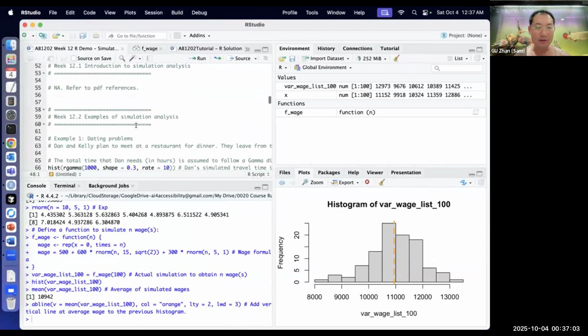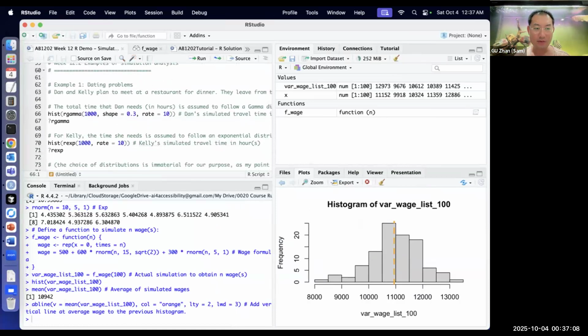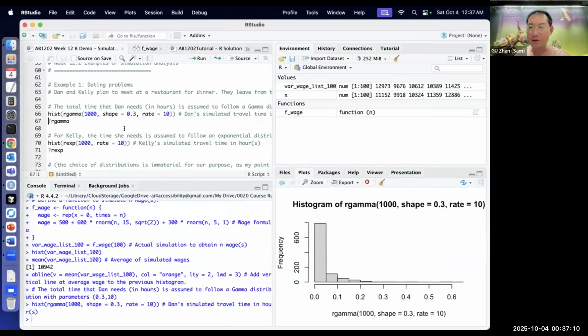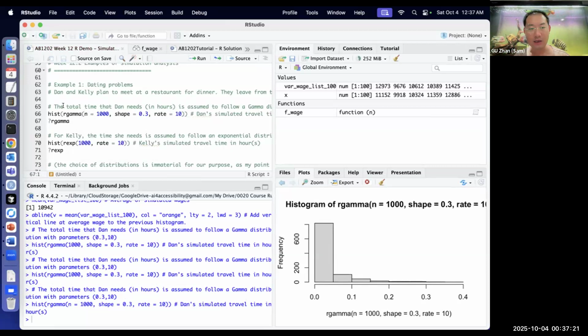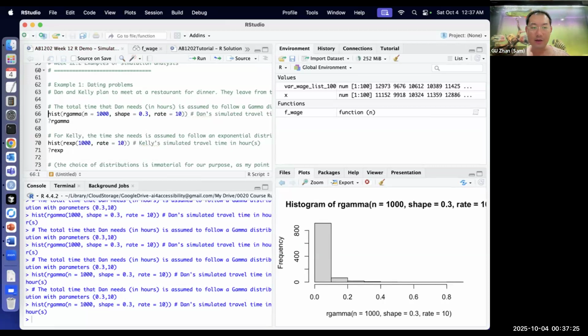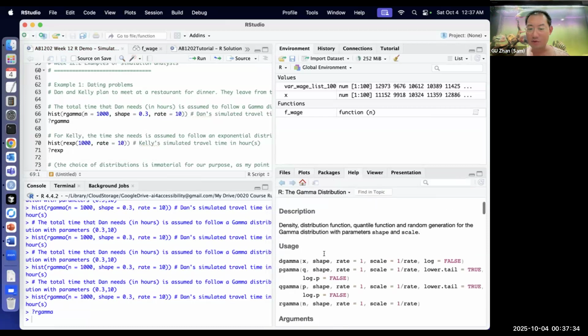Okay, exercise now. Make a histogram of 1,000 random numbers from a gamma distribution. This one is n equal to 1,000. It's recommended you always write out these parameters so you know which number is for what purpose: shape and rate. Each time you run it, you will see slightly different 1,000 random numbers. So this is what a gamma distribution looks like.